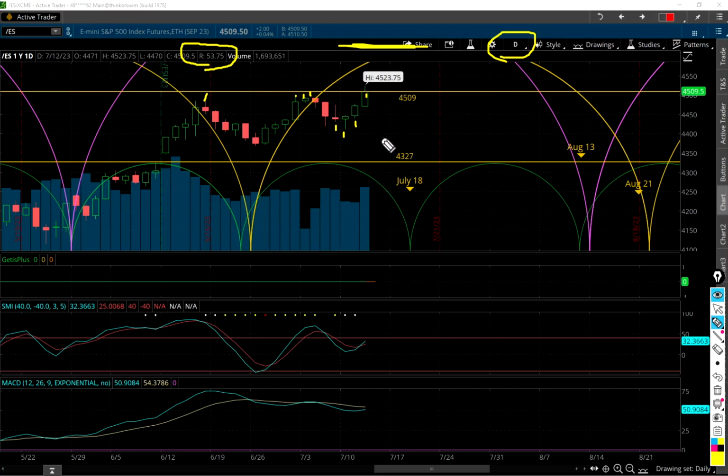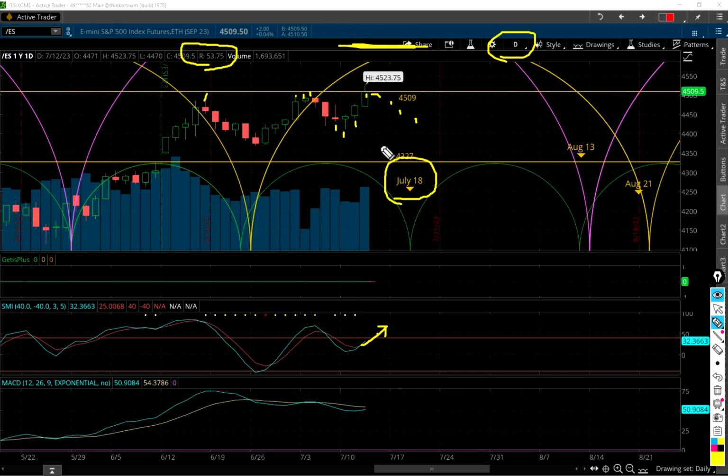But then it pulled back. Now, July 18th here on the daily is a cycle low that kind of matches up with what we saw on the weekly chart for the week of July 16th. So we'll see what happens. Does this thing begin to curl over here? Do we see any kind of decline coming down into here? Right now this still looks very bullish. Still looks bullish, but it doesn't mean it can't pull back.